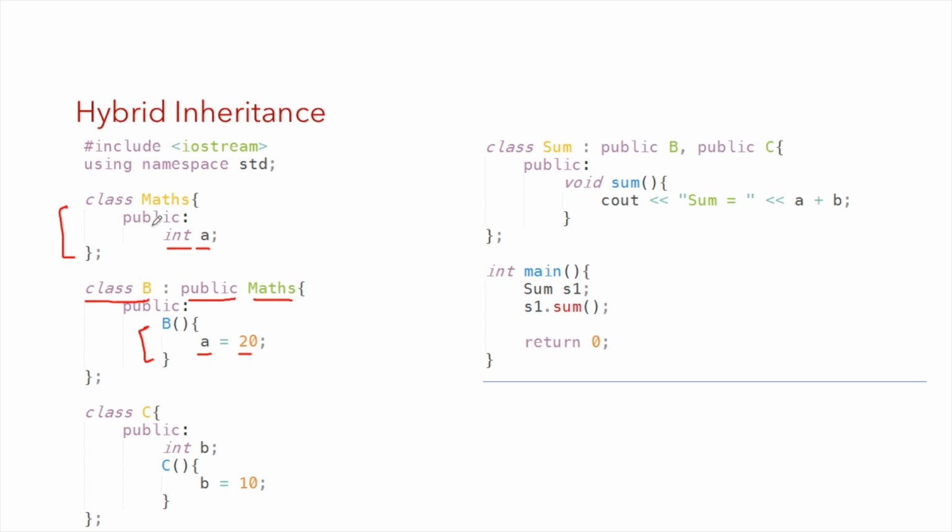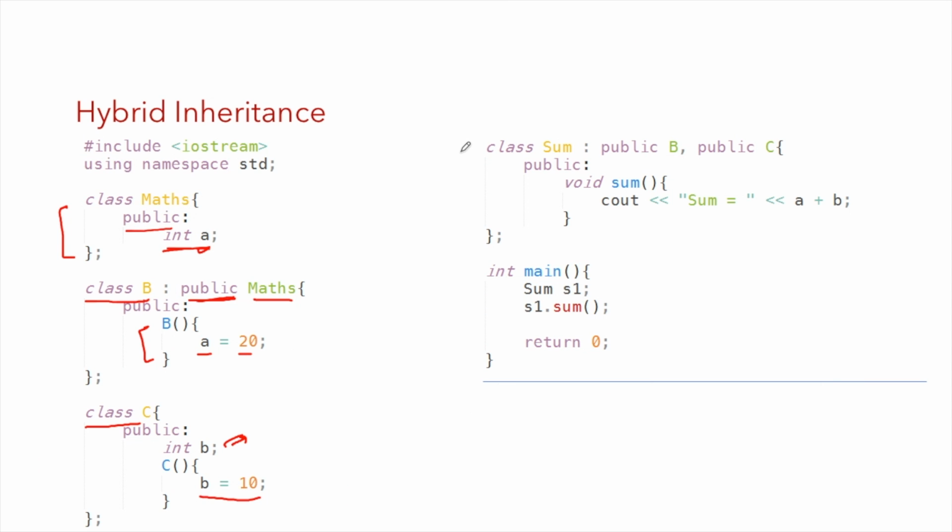I'm inheriting public member int A with visibility mode public, so A would be directly accessible to me, and whenever an object of class B is created, variable A will also be created. Now we have one more class, that is class C. It has a separate variable B which belongs to class C, and then we have one function C which is initializing the value of B to 10.